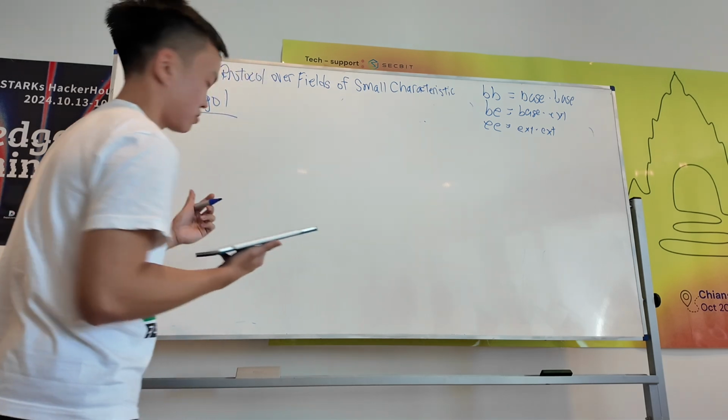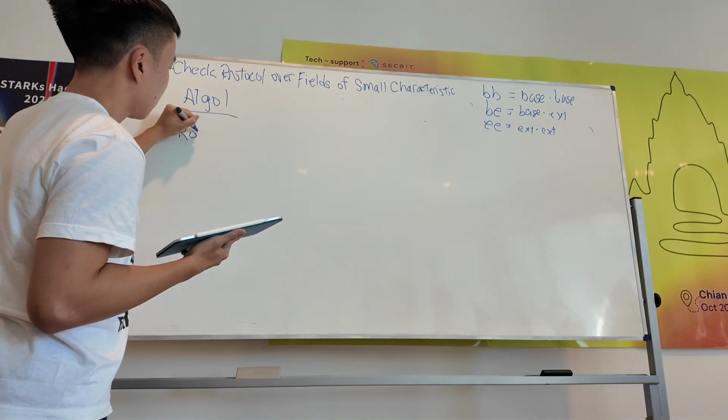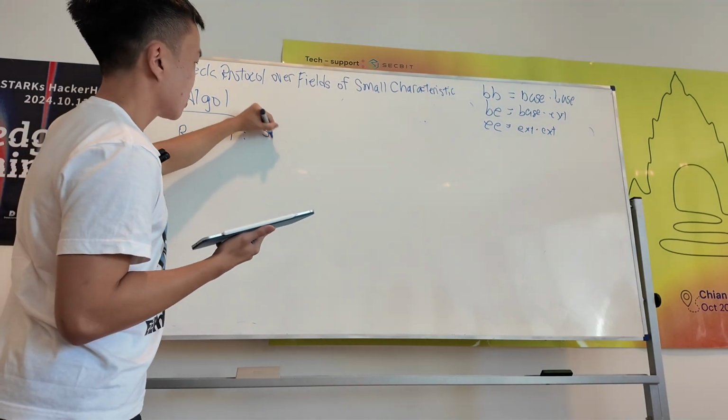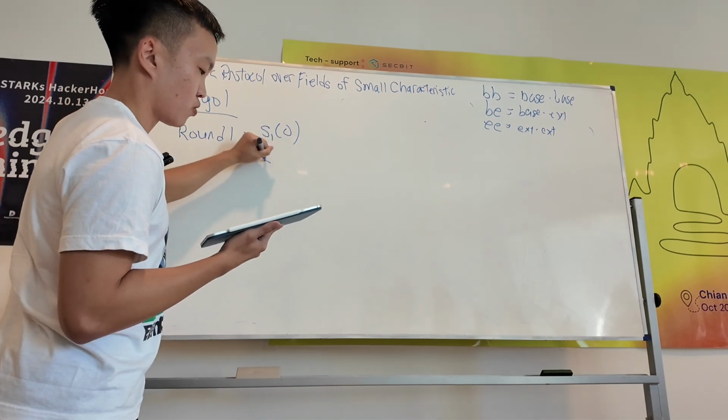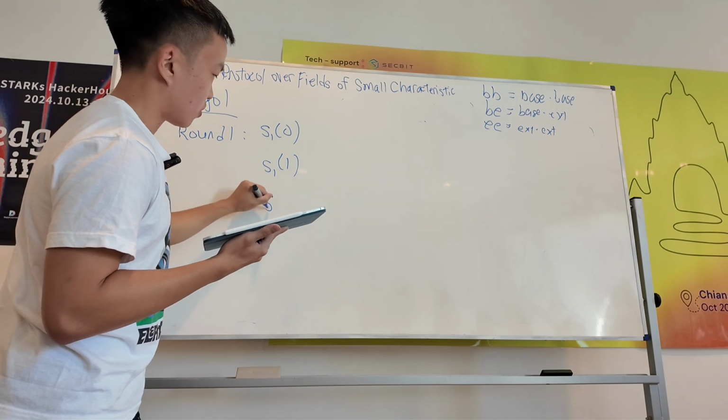So with algo 1, round 1, what we are calculating is S1 of 0 and S1 of 1, and also S1 of 2.